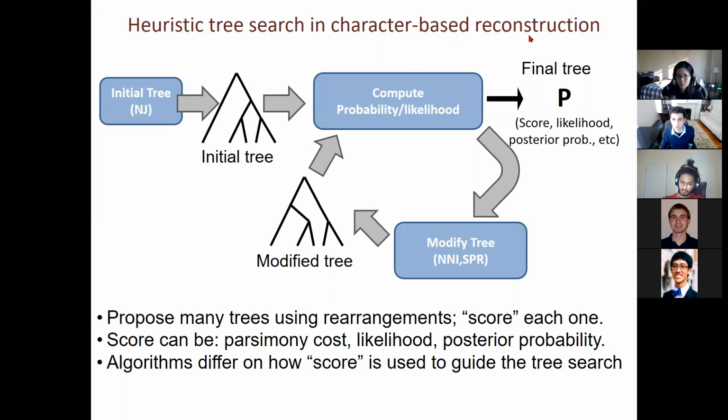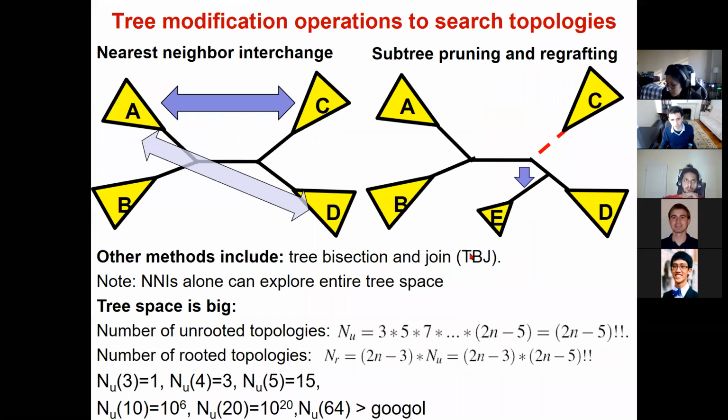So basically the heuristic tree search for a character-based reconstruction is initialized by some tree. And given how well neighbor joining performs, we usually initialize with a neighbor joining tree. And then we basically do a Markov chain Monte Carlo search. We're computing the probability of this tree, and then we're computing either nearest neighbor interchange or subtree pruning and regrafting. And nearest neighbor interchange is basically taking any quadruple and then swapping either A with C or A with D. And subtree pruning and regrafting is basically taking any subtree and then regrafting it somewhere else.